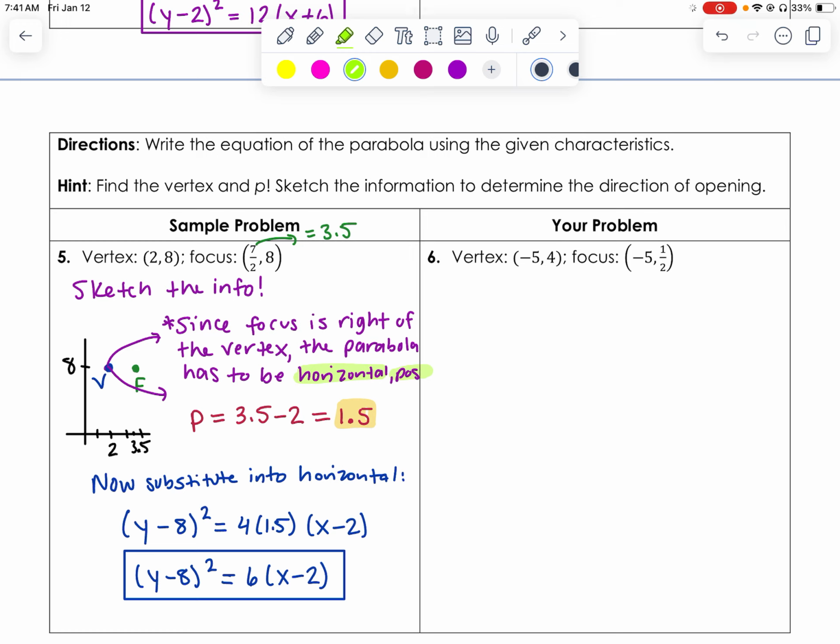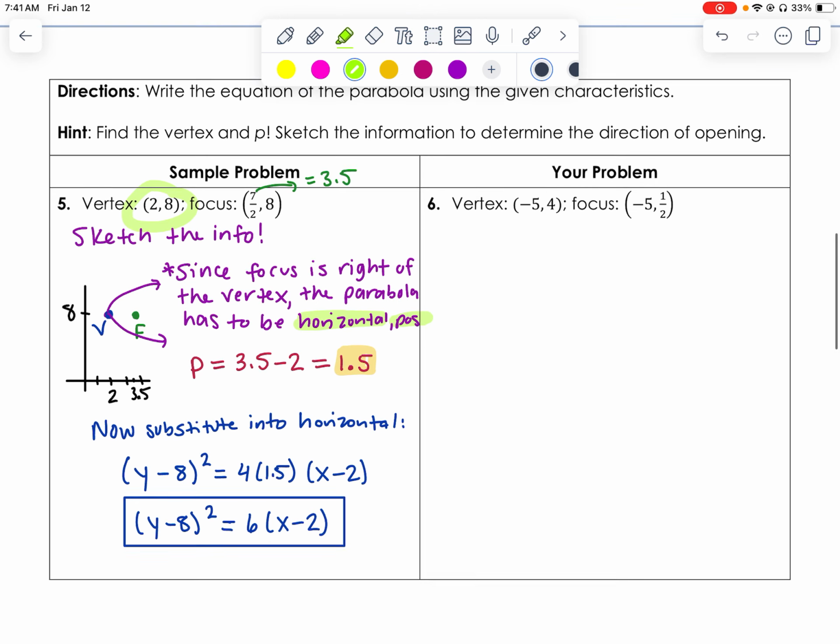All right, well, guess what? We already have the vertex. That was given. The last thing we need is to figure out P. How far is it from the vertex to the focus? This time, rather than counting from coordinate points, we're going to look at the two numbers that changed.